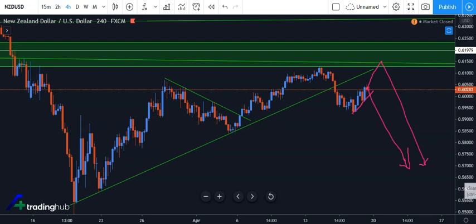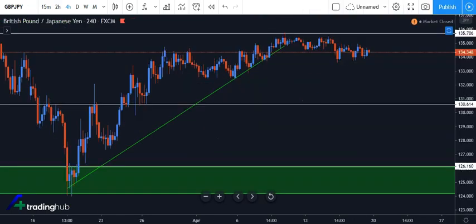Next we look at pound yen, GBP JPY. Last week we saw price struggling around the resistance here. This is a key resistance. The 135.706 zone is a very key resistance. It's been holding for weeks now.